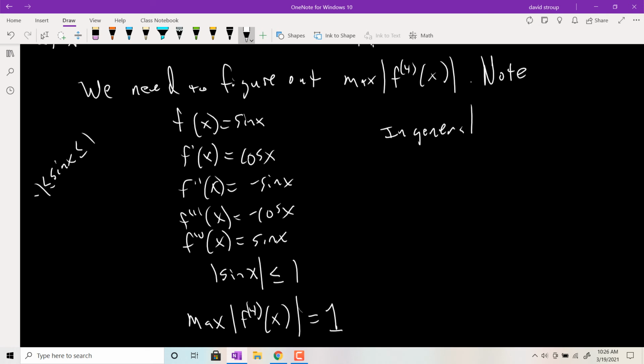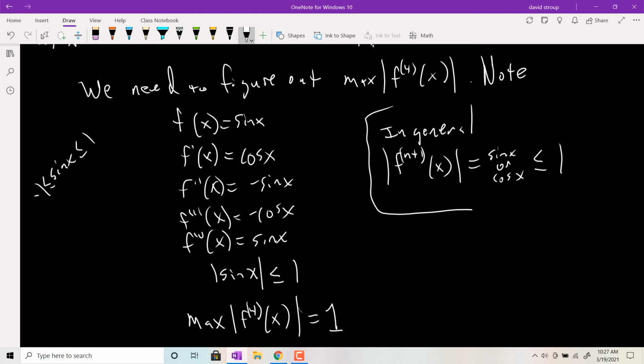Notice in general, for these cosine or sine approximations, the absolute value of the n plus first derivative is always going to be either sine of x or cosine x. And both sine of x and cosine x are less than or equal to 1. So in general, you can always do this if you're working with your f of x being sine or cosine.